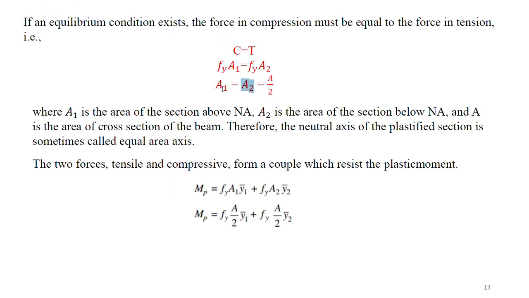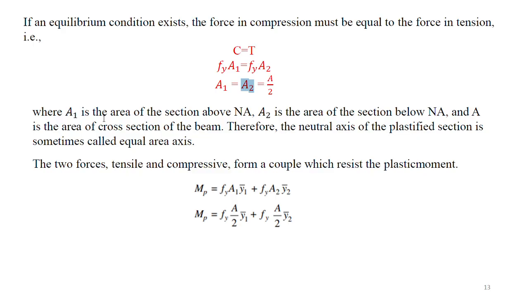What this indicates, A1 is equal to A2, is that both parts of this complete section will be equal. Both parts become equal when half of the area of the bottom portion and half of the area of the upper portion are equal. Only then will this condition be satisfied. A1 is the area of the section above the neutral axis.